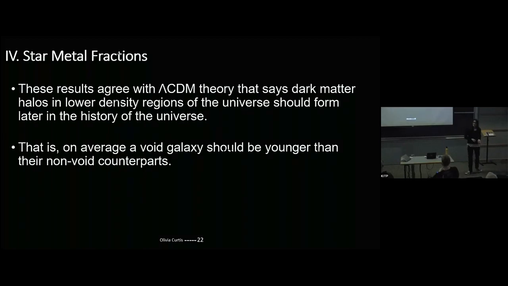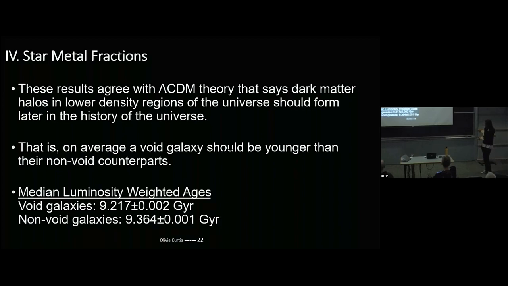So I interpret these results under the idea that in lambda CDM theory, halos in less dense regions of the universe should collapse and form later than halos in more dense regions of the universe. Or put another way, the subhalos within these dark matter halos should, on average, be younger for the void galaxies than in the non-void galaxy populations, which indeed, looking at median luminosity weighted ages for these void and non-void galaxies, I find that within TNG300, the void galaxies have stellar particles that are about 150 megayears younger than in the non-void galaxy population.